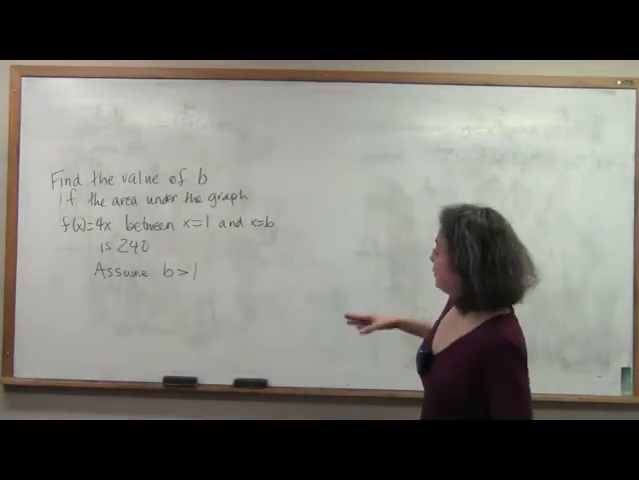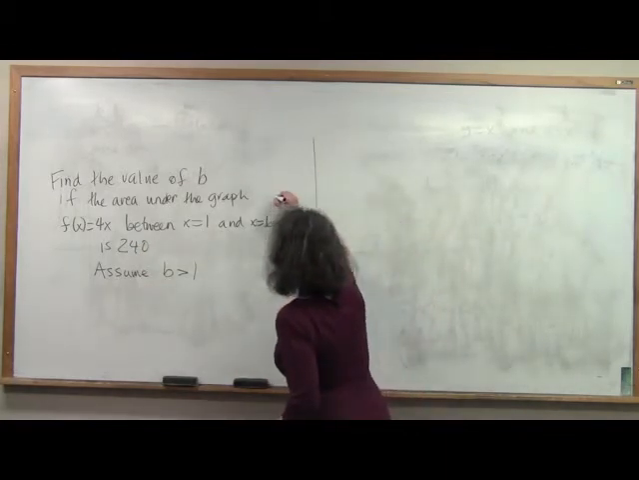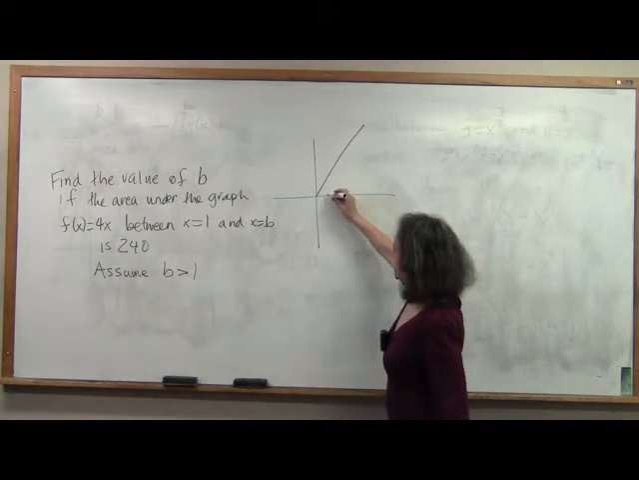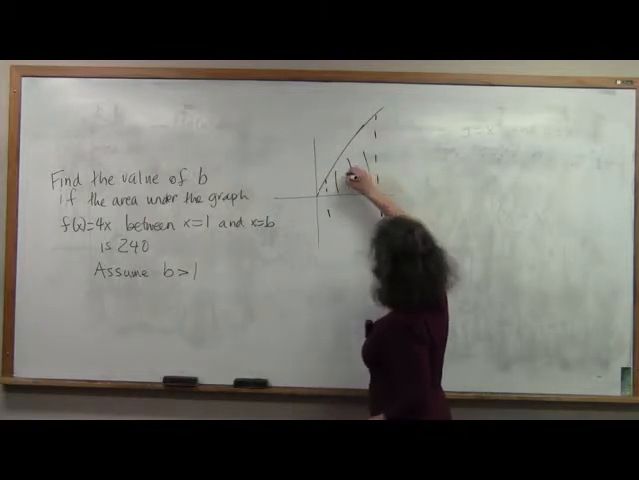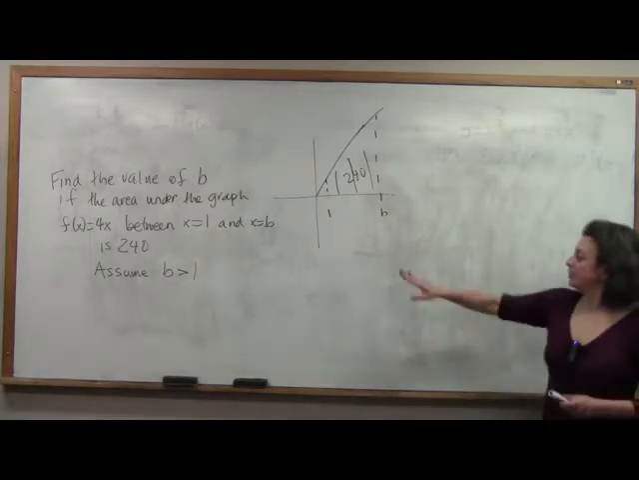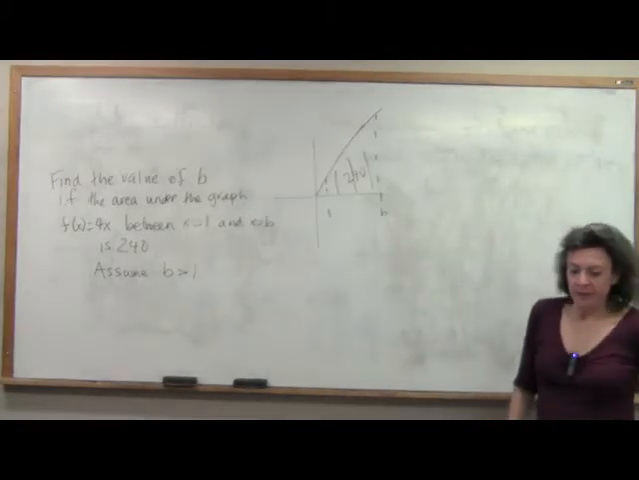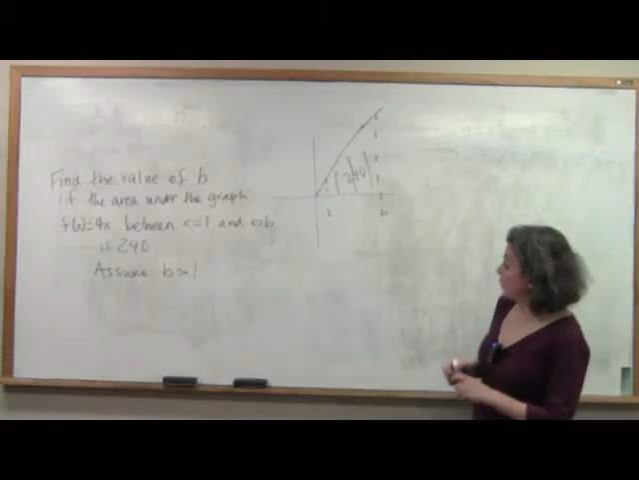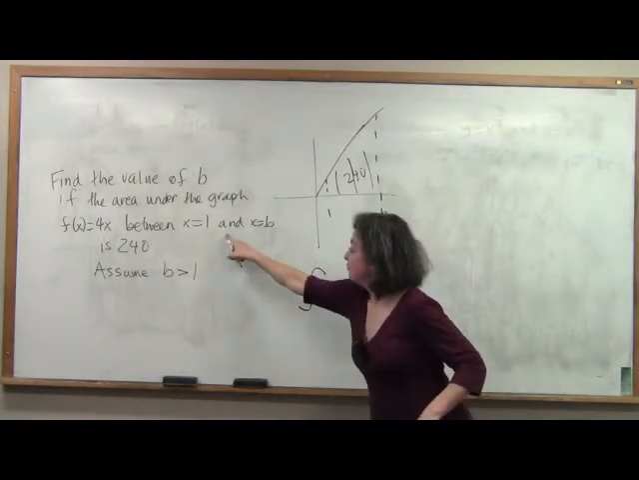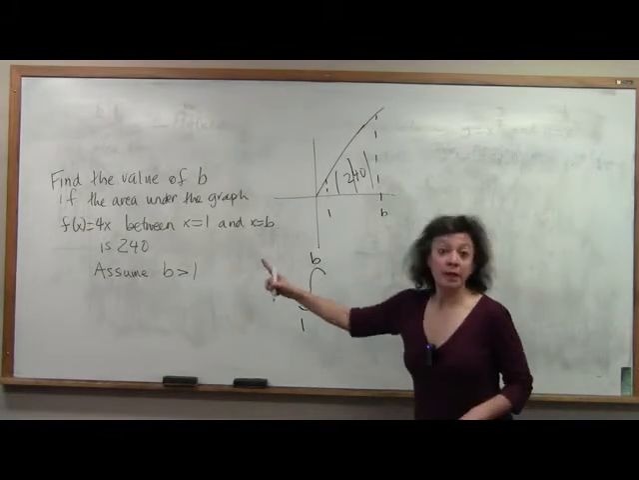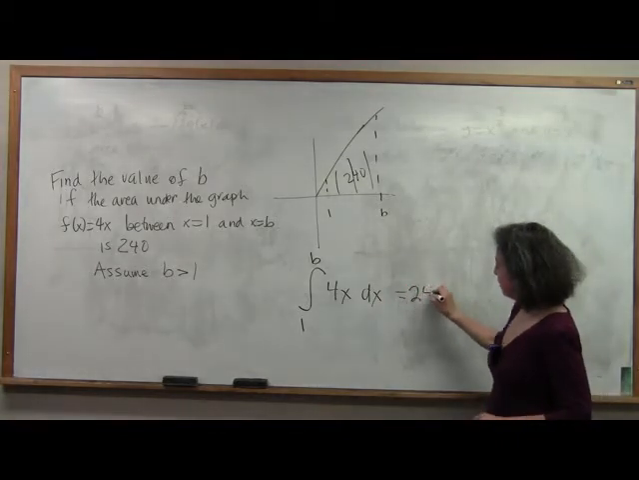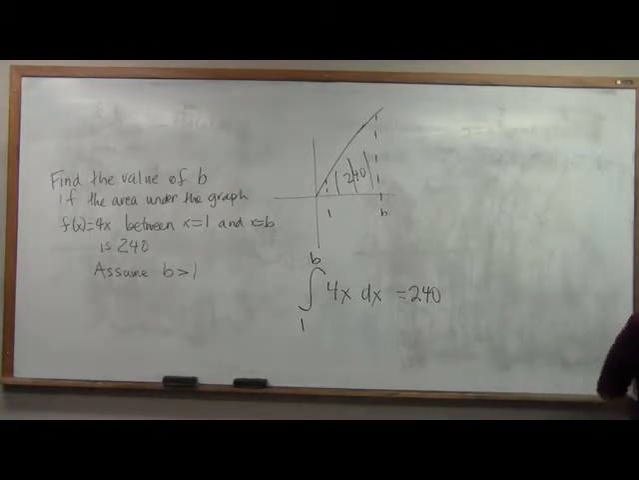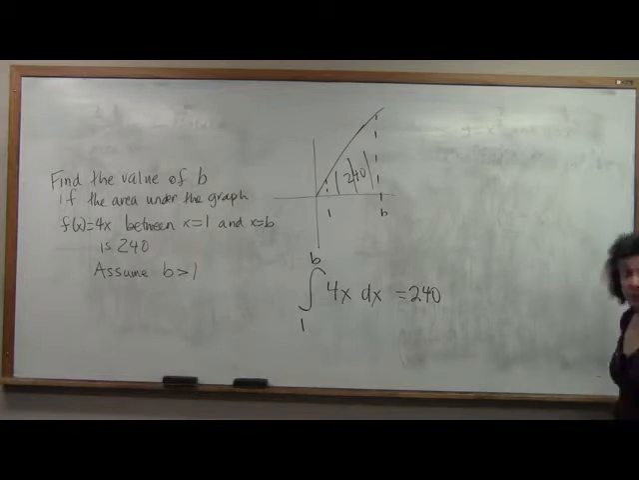Okay, what do we do here? Well, first off, we know our function. We know it's a line with the slope equal to 4, and we're interested in it from 1 to b. And we know that this area is 240. Notice we're assuming that b is larger than 1. So let's set up what we have and what we know. We're wanting to find the area from 1 to b. We know the function that we want to find the area under, that's 4x. And we also know that it's equal to 240. Do we have enough information to solve for b? Absolutely.